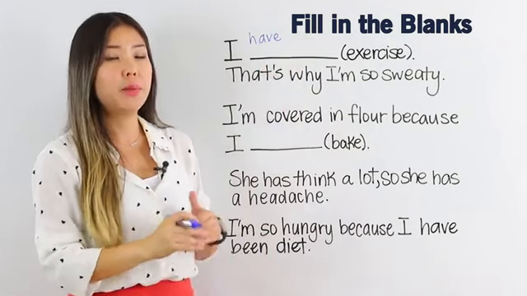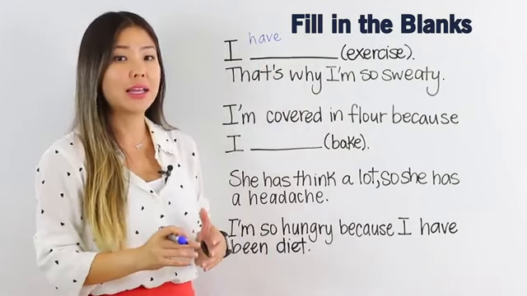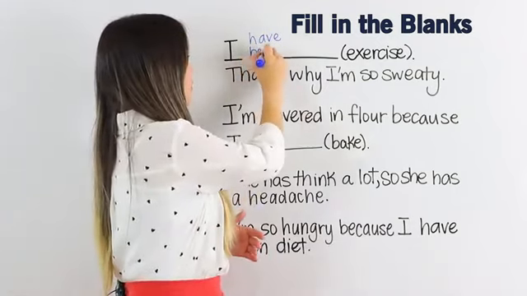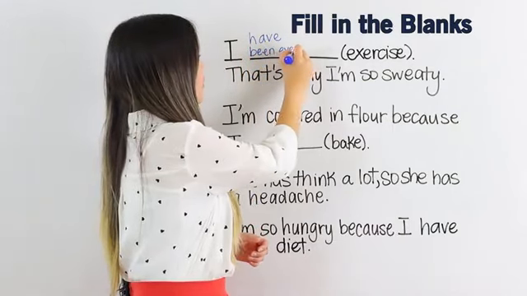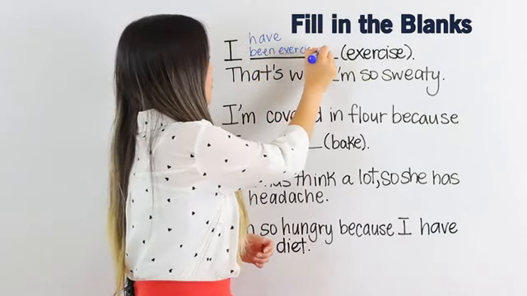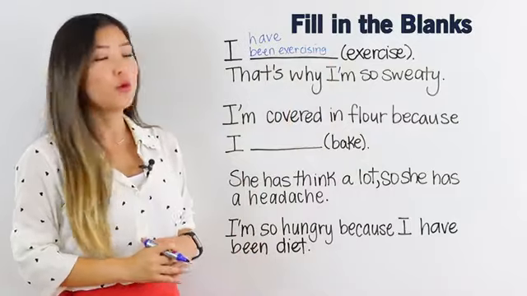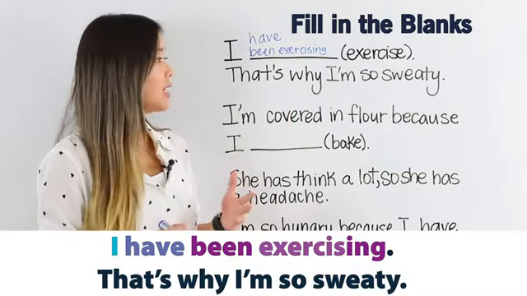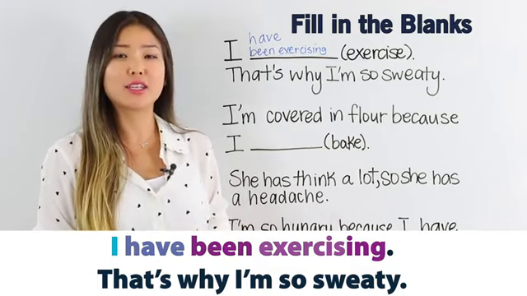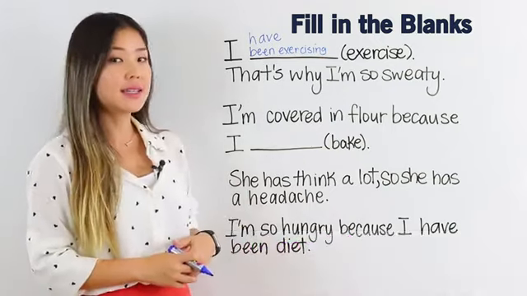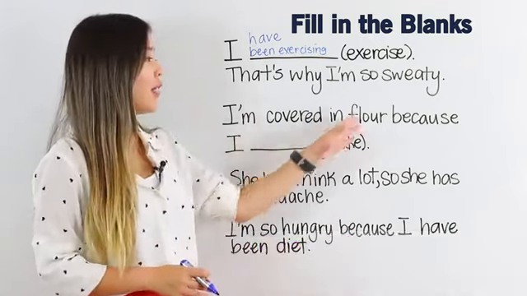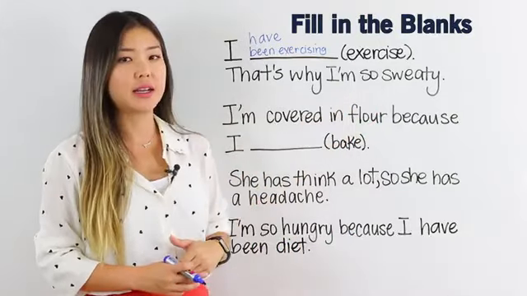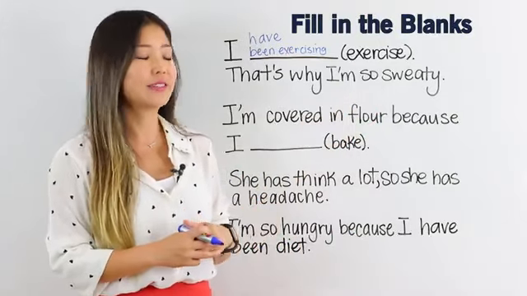Then we put been and then verb ing. Okay, so the correct answer is I have been exercising. That's why I'm so sweaty. That's the result. The next sentence says, I'm covered in flour because I blank. And the verb is bake.